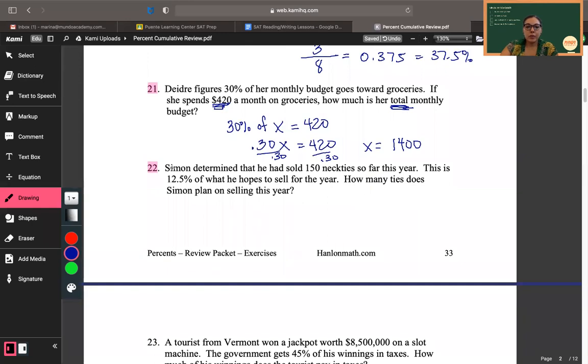Same thing here. We have Simon determined that he sold 150 neckties so far this year. This is 12.5% of what he hopes to sell for the year. How many ties does he plan on selling? So again, we have 12.5% of what he hopes to sell, and that's what we need to find. How much does he hope to sell? And so far the 12.5% represents the 150 ties.